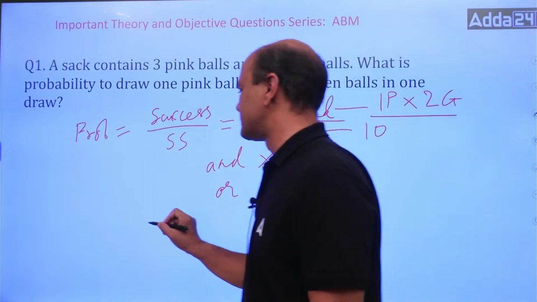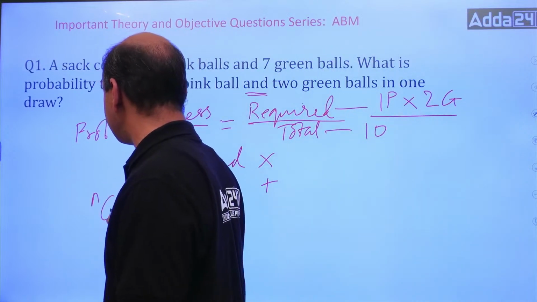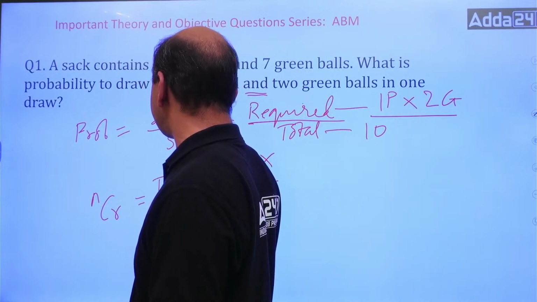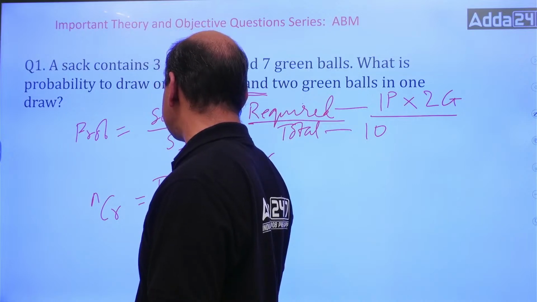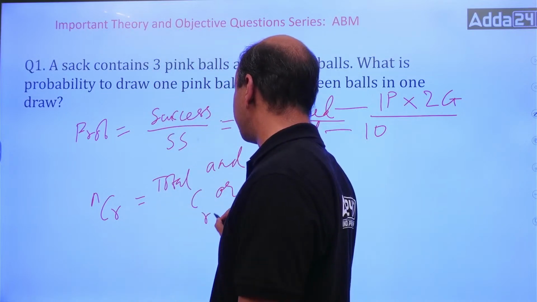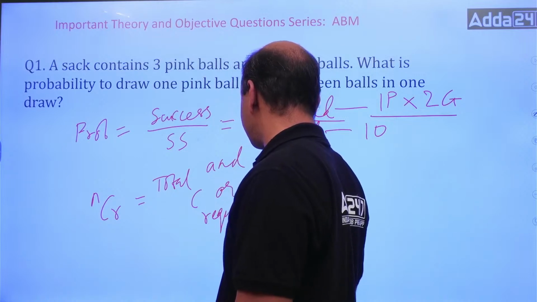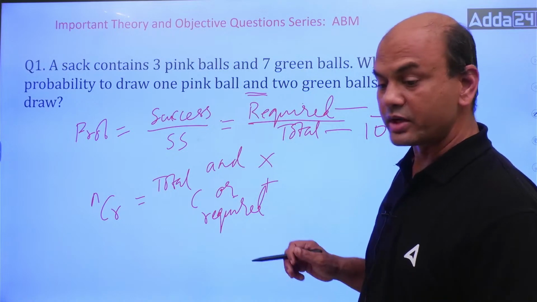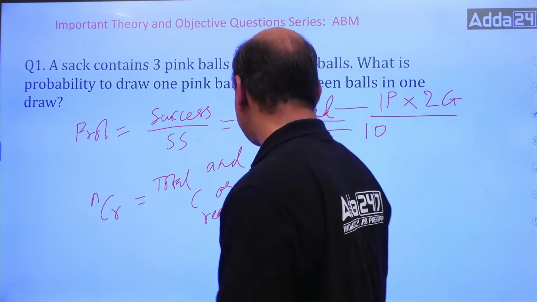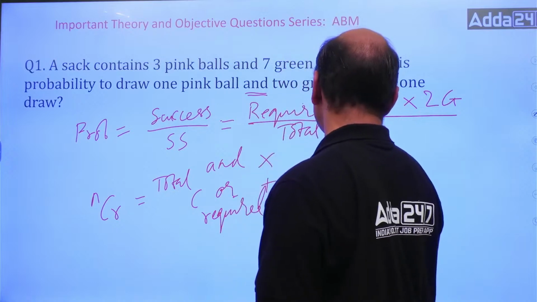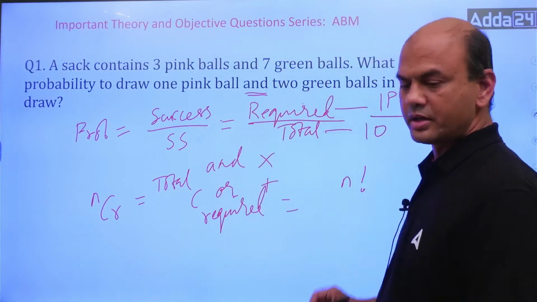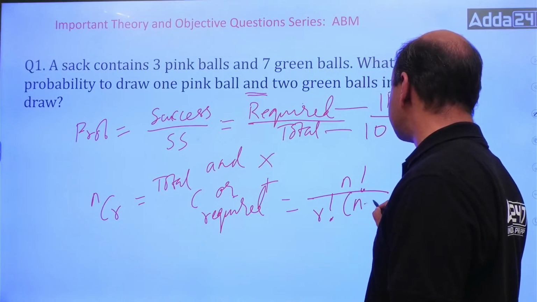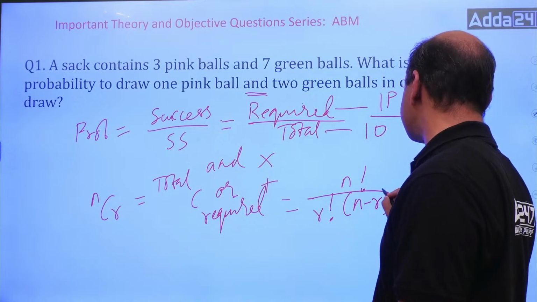NCR means, see this, NCR. N means total number of balls, C is combination and R is required. Okay, total, combination, required. And what is the formula for this? NCR formula is always, look at this, N factorial divided by R factorial into (N minus R) factorial. This is the formula for combination.